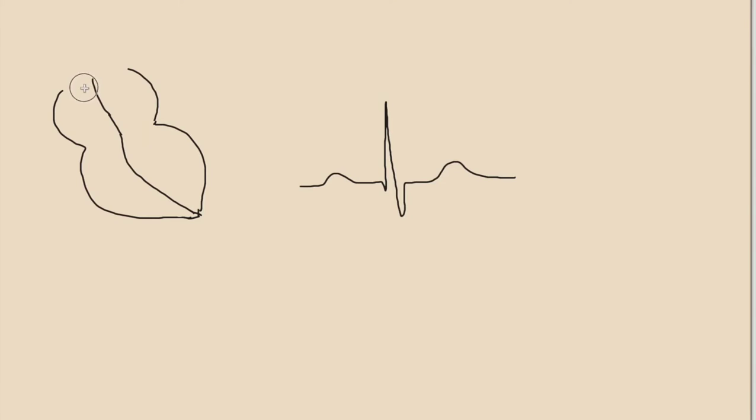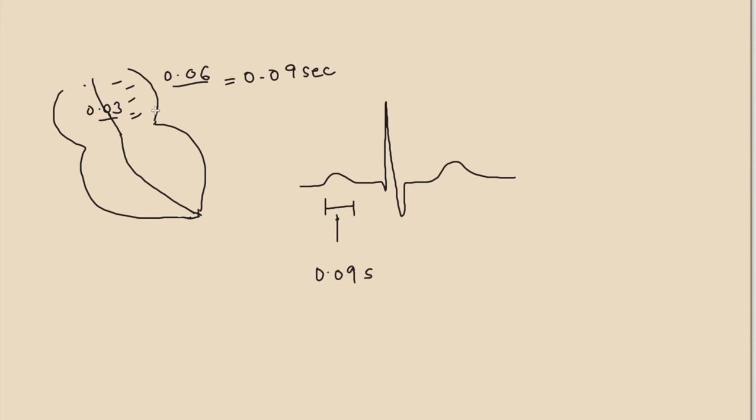Signal starts from SA node, it takes 0.03 seconds to reach AV node and a further 0.06 seconds to depolarize the atria. So total time for atrial depolarization, we are just adding 0.06 and 0.03, it is 0.09 seconds. Since P wave is representing atrial depolarization, this P wave duration is 0.09 seconds.